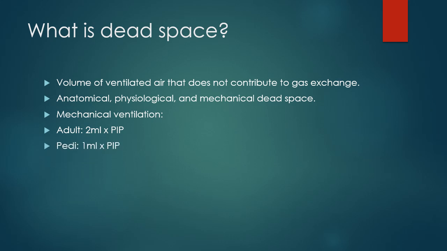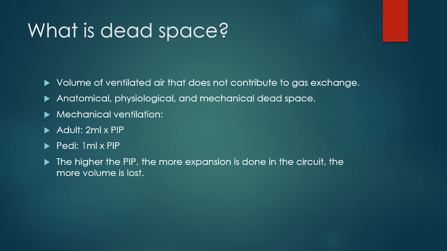When we're talking about a pediatric patient, this is going to be very important because the tidal volumes for pediatric patients are a lot smaller. So the dead space for a pediatric patient is going to be 1 ml times your PIP. Remember that, especially as we go through these next couple of slides when we're talking about pediatric mechanical ventilation. The higher the PIP, the more expansion is happening in that circuit. That means more volume is being lost. That is why you start to lose some of the volume that should normally be given to that patient inside that actual vent circuit.